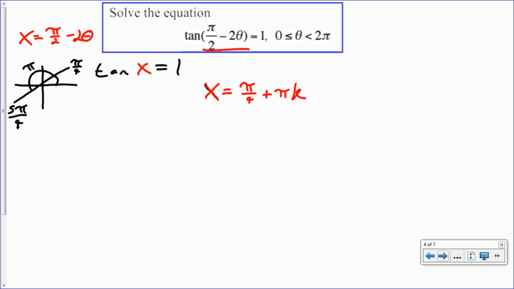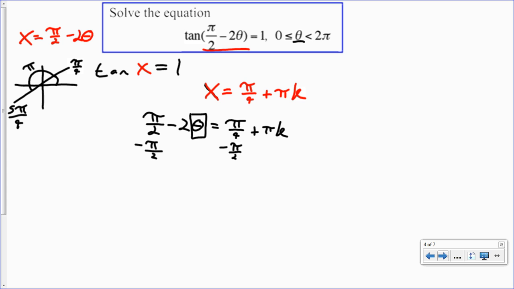Well, I'm not trying to solve for x. I want theta. So I got to resubstitute in my theta, and I'm going to get pi over 2 minus 2 theta, which was my x. So I'll substitute that in, and I have pi over 4 plus pi k. So again, we're going to solve these out. So I'm isolating my theta. So I'm going to peel away my layers. So minus pi over 2, minus pi over 2.